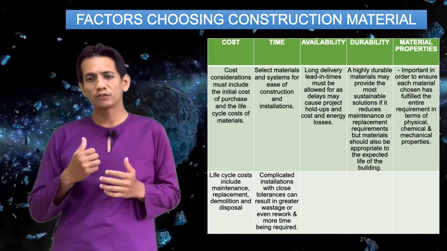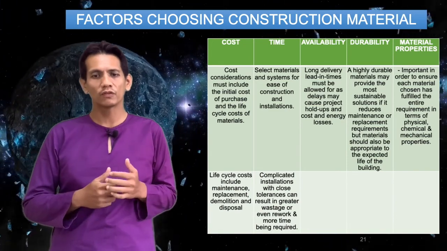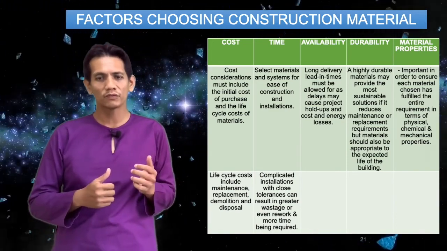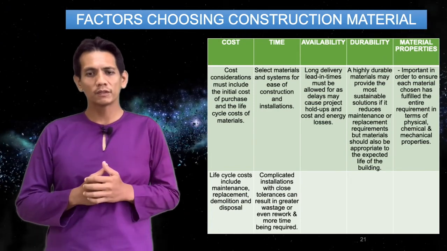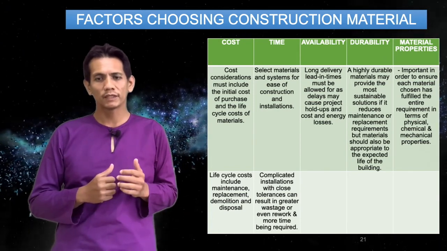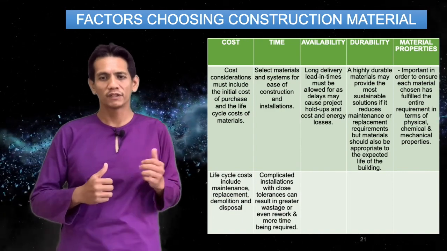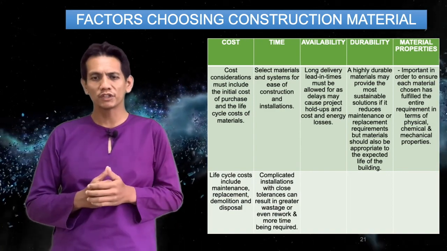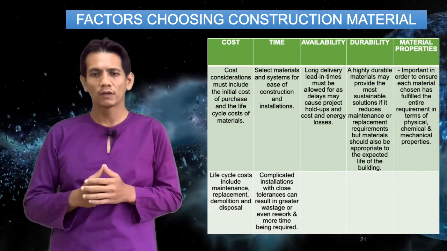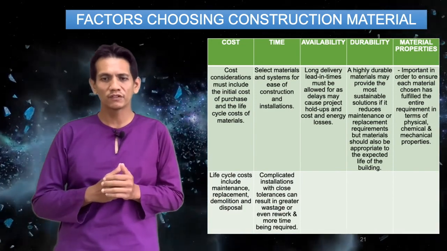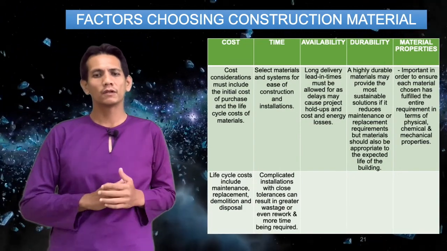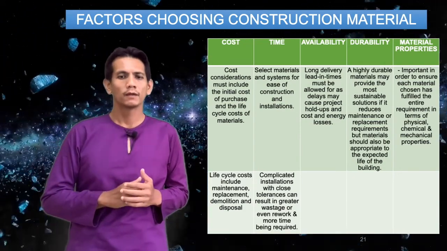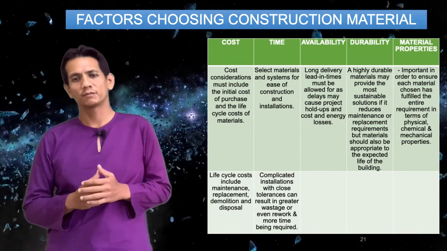A highly durable material may provide the most sustainable solution if it reduces maintenance or replacement requirements, but materials should also be appropriate to the expected life of the building. The fifth point, material properties. Important in order to ensure each material chosen fulfills the entire requirement in terms of physical, chemical, and mechanical properties. These are the 5 key elements in choosing construction materials.